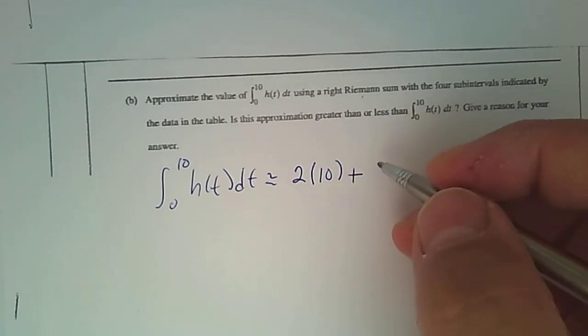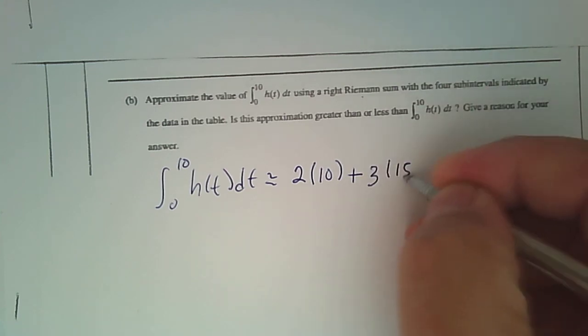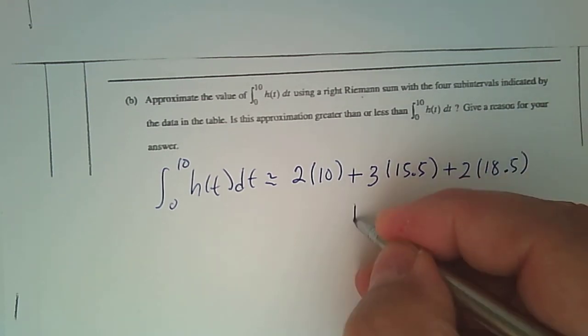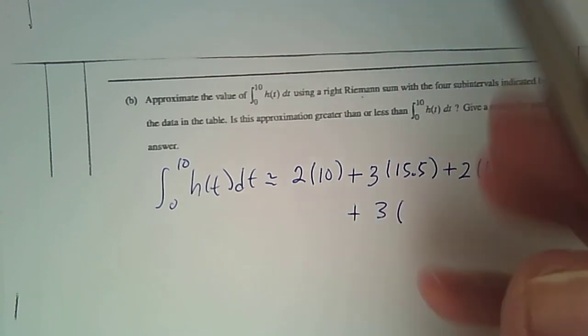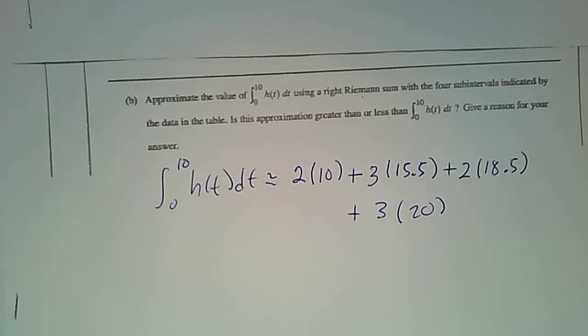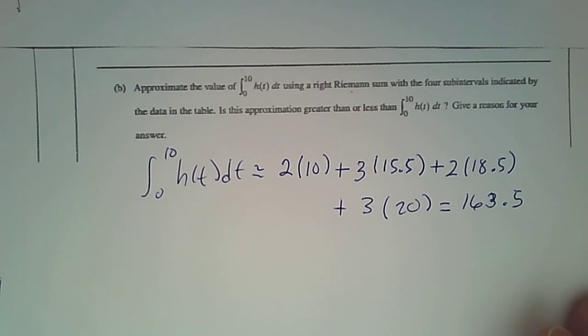Plus the next width, 2 to 5. Well, that width is 3, and then the right value for the height would be 15.5. 5 to 7, the width is 2. The right value would be 18.5. And then 7 to 10, that's 3, and then the right value would be 20. So just by doing that, you're doing a proper right Riemann sum. If you used your calculator and just typed it all in, the answer would be 163.5.